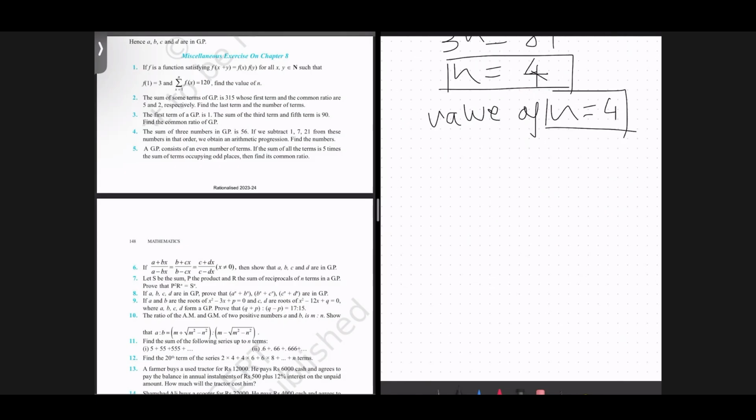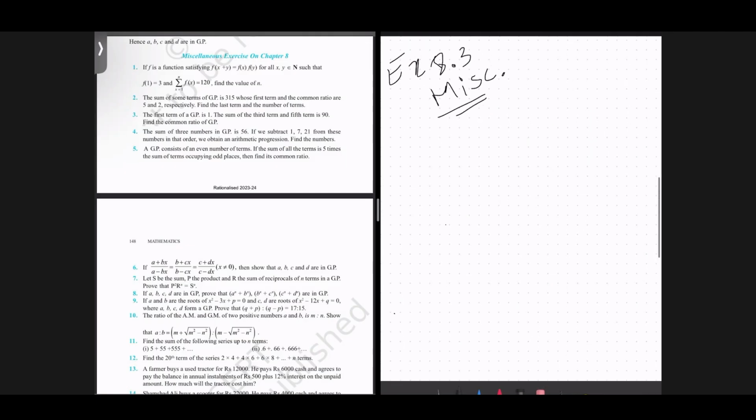Right. This was the first question of this exercise. Moving ahead. Now we're going to see question number 2. Question number 2 says the sum of some terms of a GP is 315, whose first term and the common ratio are 5 and 2 respectively. Find the last term and number of terms of this GP.